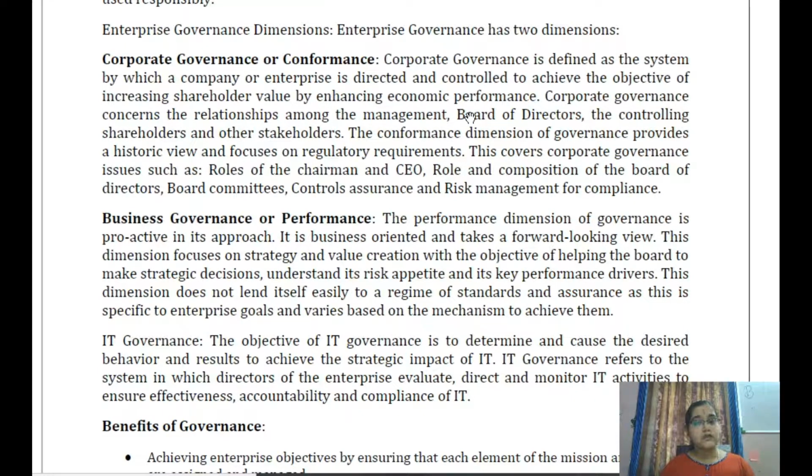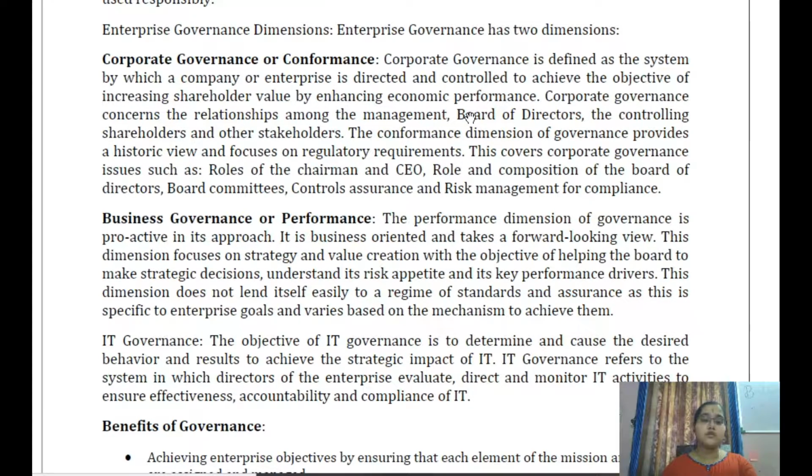It is business oriented and takes a forward-looking view. Even if anything bad happens, or if the organization has some setbacks, this performance point of view tries to look forward and take the business ahead. Therefore, it is a business-oriented activity.